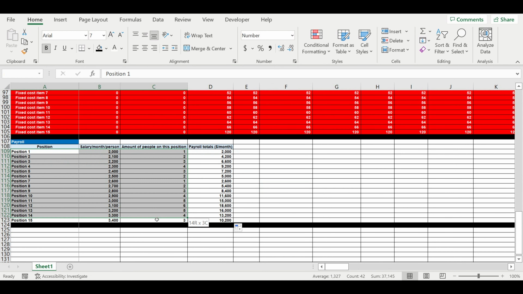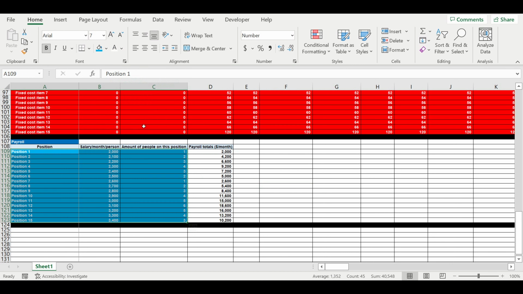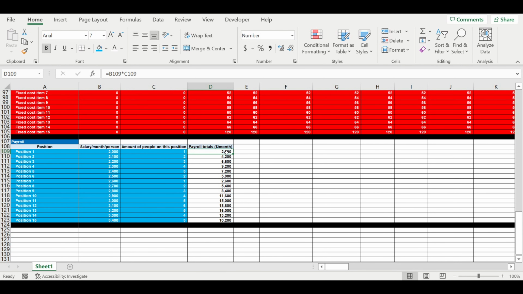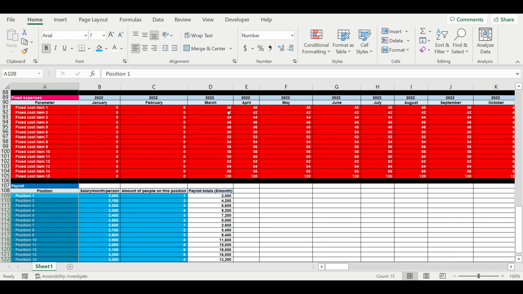Then we will mark these inputs with blue, because blue is the unique color for all our inputs throughout the whole model. And now it's time to put these values of payroll for these positions inside the timeline to make them starting from March 2022.